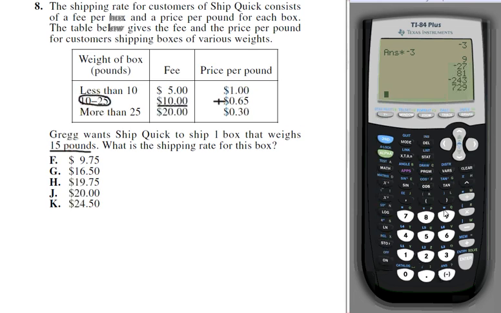All right, so it's real quick to do in the calculator. We've got $10 plus 65 cents times the number of pounds, which is 15. And I get $19.75. So the answer there is H.